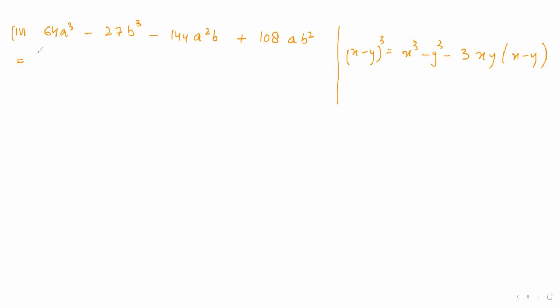So 64 is cube of what? 4, I think. Yeah, 4 into 4 is 16 and 16 into 4 is 64. Yes. So this is 4a whole cube, right? 27 is cube of 3. So 3b whole cube minus. So ultimately one 3 has to come out, right? So I'm going to take one 3 common and then a common and b common.